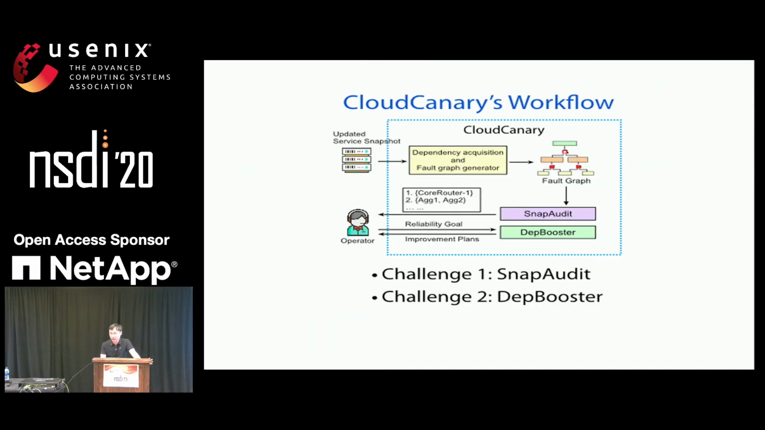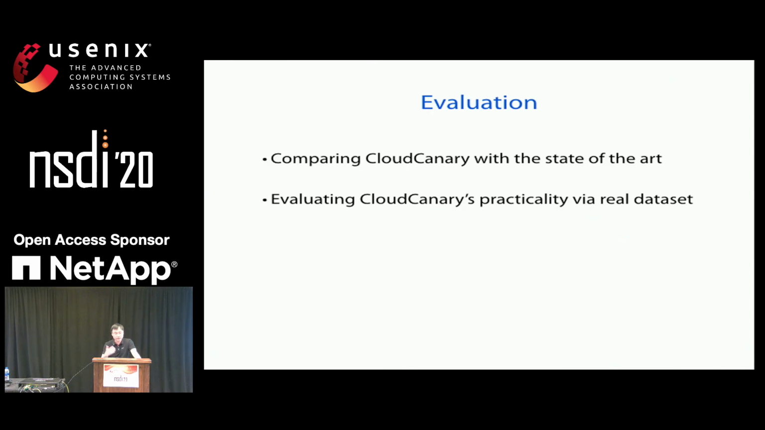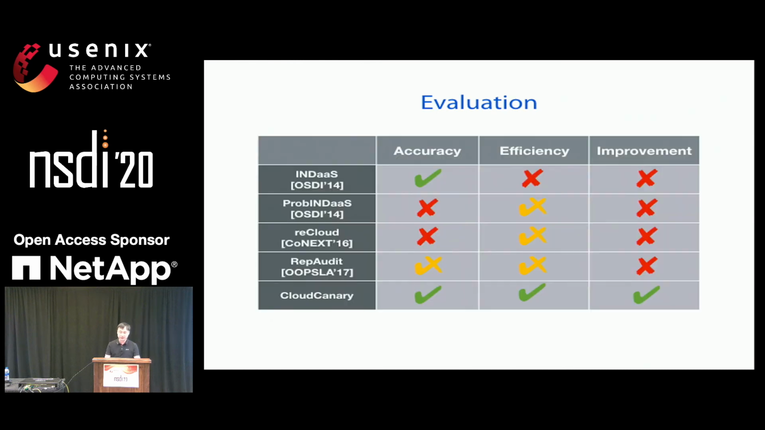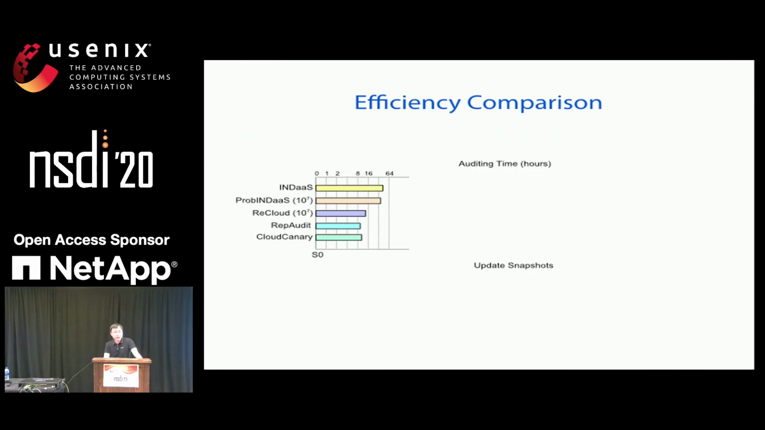So far, I have talked about how we design the details of CloudCanary, and this is the evaluation part. Let me briefly summarize the evaluation results. We compare CloudCanary with the state of the art and evaluate it using real-world data sets. This is a comparison with the state-of-the-art proactive auditing systems, including Indaas, Recloud, and RepAudit. None of the existing systems can generate improvement plans, and only CloudCanary can simultaneously achieve high accuracy and efficiency. In the efficiency comparison, we compare the state-of-the-art systems by randomly injecting some update errors.